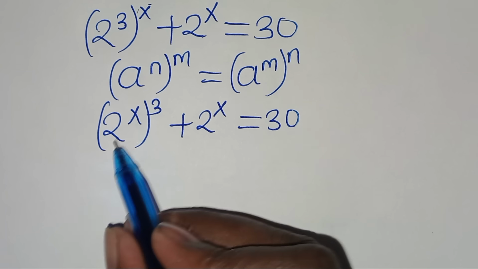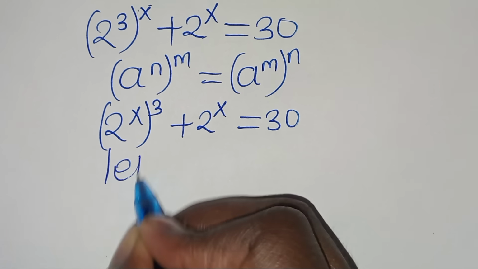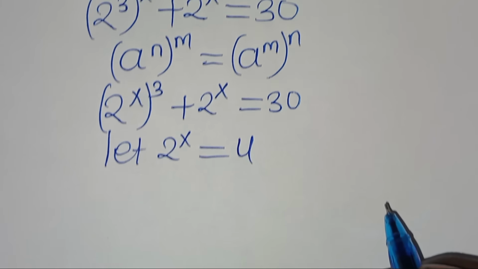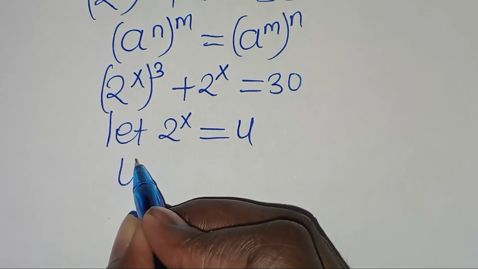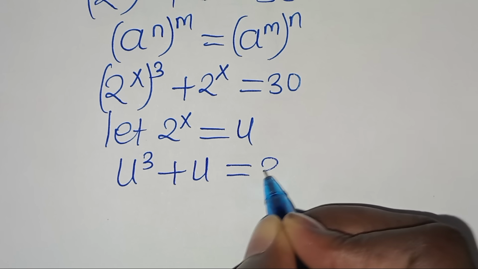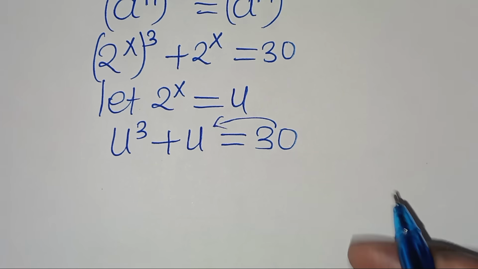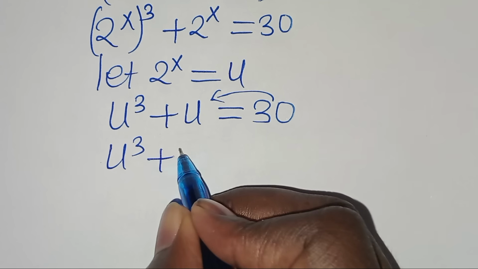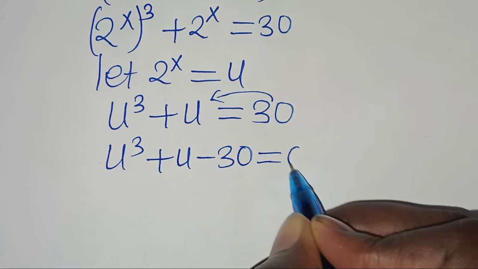Now, we have 2 to the power of x and 2 to the power of x here. We can let 2 to the power of x be equal to u. So that now, substituting u in this equation, we have u to the power of 3 plus u. This is equal to 30. Let's take 30 to the left-hand side so that we have u to the power of 3 plus u, subtract 30. This is equal to 0.